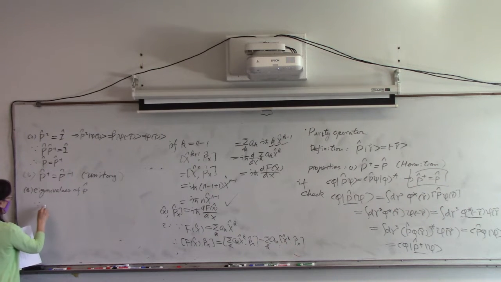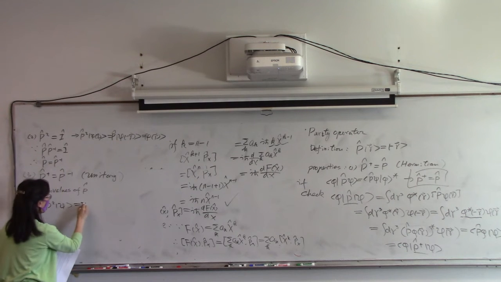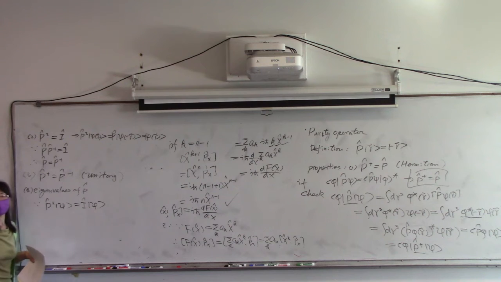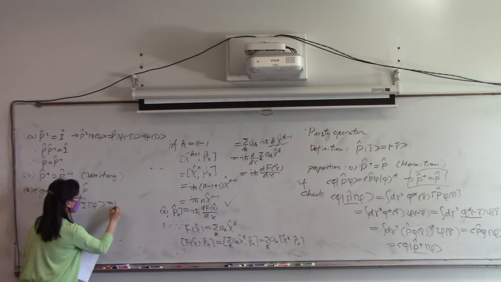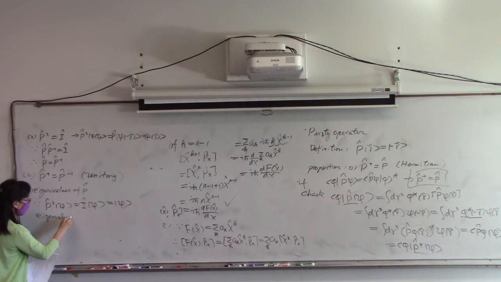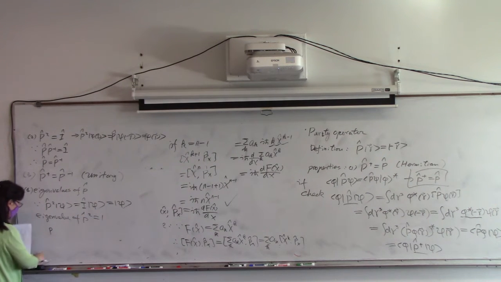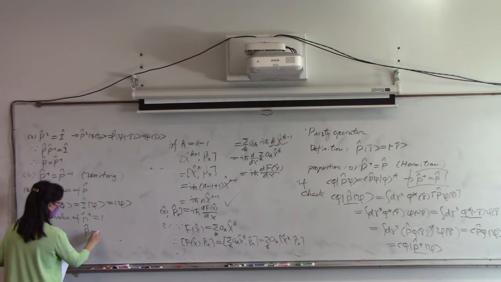Let's look at this one. Suppose this is an eigenstate of the operator P squared. Then we know that it is the identity, right? What does that mean? What is the eigenvalue of P squared? The eigenvalue of P squared is equal to 1. And what is the eigenvalue of P? P is plus or minus 1, right?